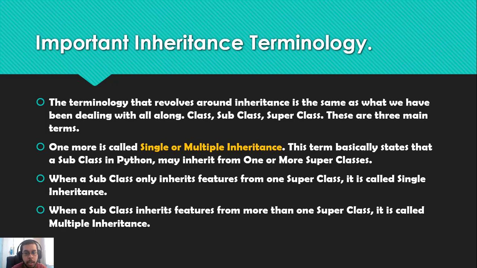Important inheritance terminology. The terminology that revolves around inheritance is the same as what we have been dealing with all along: class, subclass, superclass. These are three main terms. One more is called single or multiple inheritance. This term basically states that a subclass in Python may inherit from one or more superclasses. When a subclass only inherits from one superclass, it is called single inheritance. When a subclass inherits features from more than one superclass, it is called multiple inheritance.